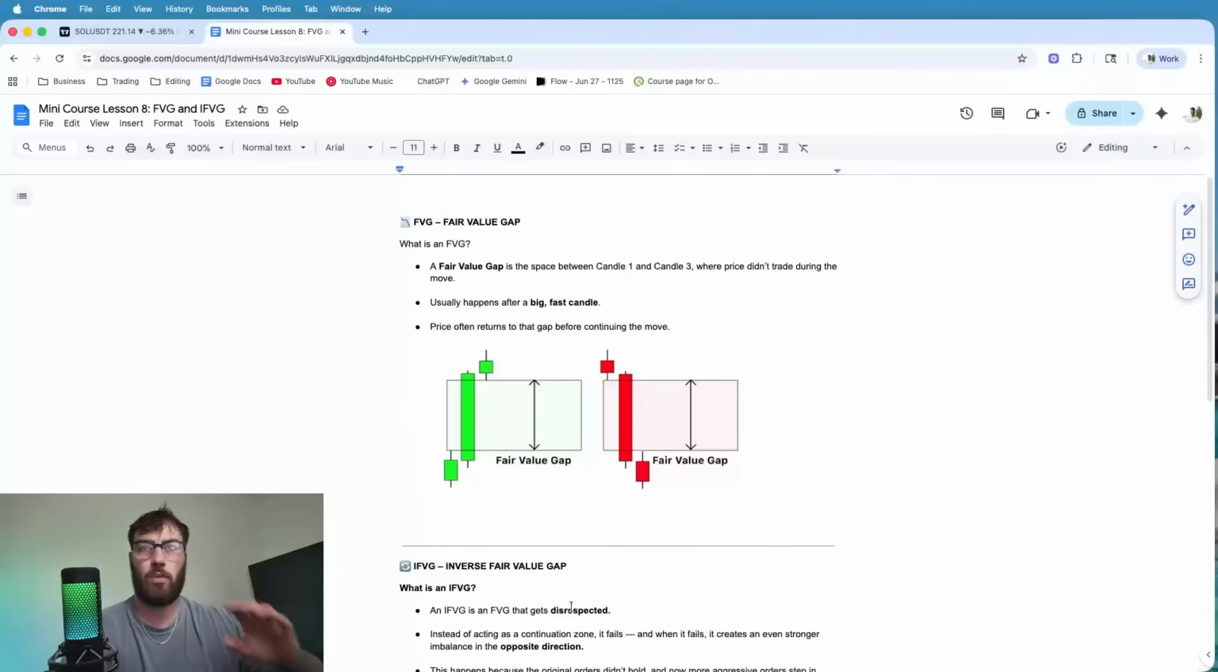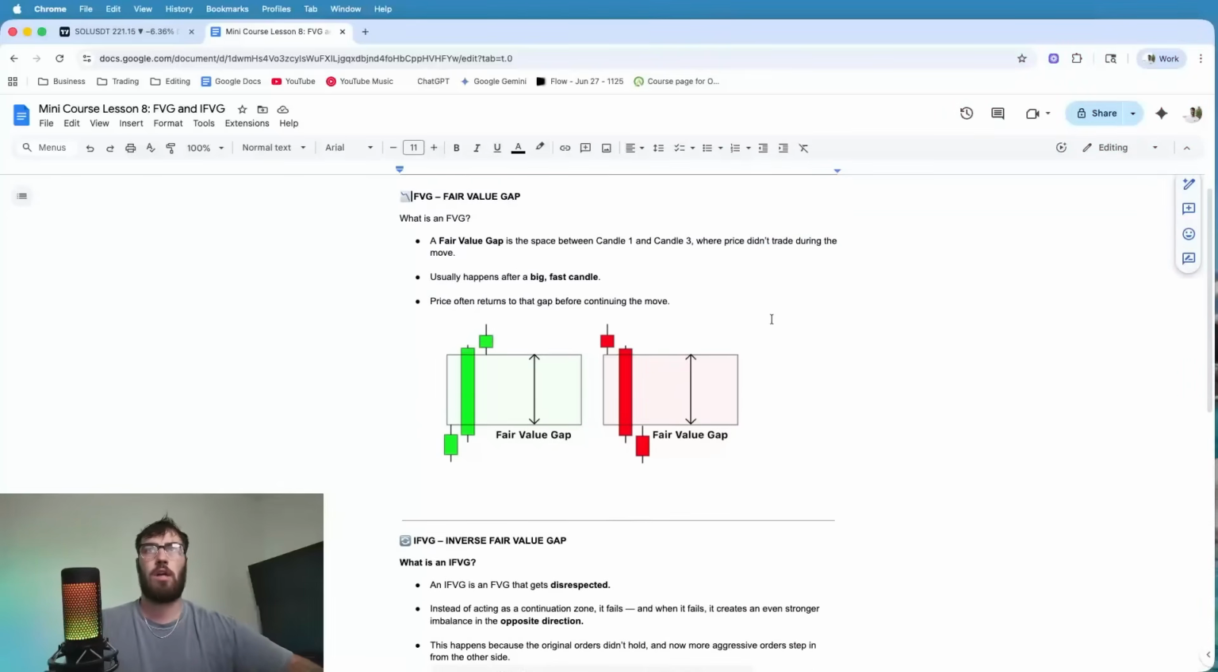Let's dive in. Now, before we head over to the charts, I'm first going to show you on this PDF that I built what a fair value gap is, how to understand it before we jump over to see all the confusion on the chart. So a fair value gap is a space between candle number 1 and candle number 3 where price didn't trade during the move. Usually it happens after a big, fat candle, whatever you want to call it. Price often returns to that gap before continuing on its move because a fair value gap is showing where orders are left behind. So when price returns into that fair value gap, there are still orders yet to be filled. When price hits it, it's filling those orders and then will want to continue on its path.